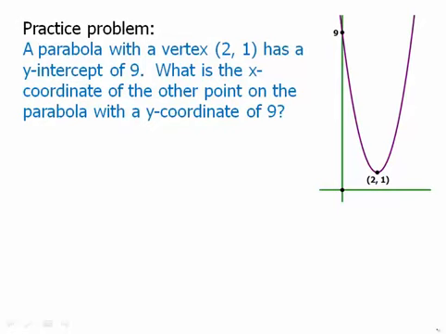We have a y-intercept of 9. Well, let's think about this. That y-intercept is 2 units to the left of the line of symmetry. Well, where would the other point be? It would be 2 units to the right of the line of symmetry. So it would have a y-coordinate of 9 and an x-coordinate of 4. In other words, (4, 9).